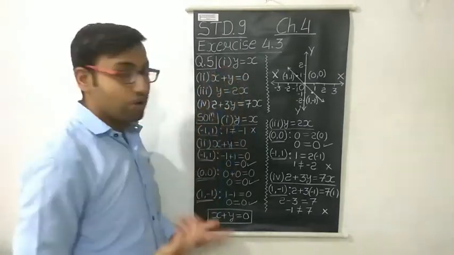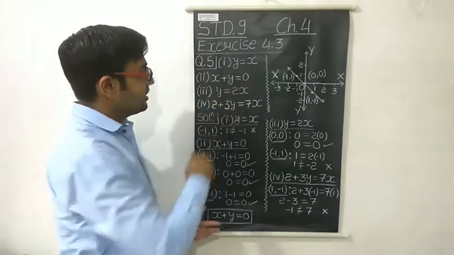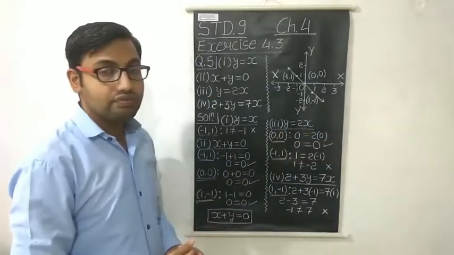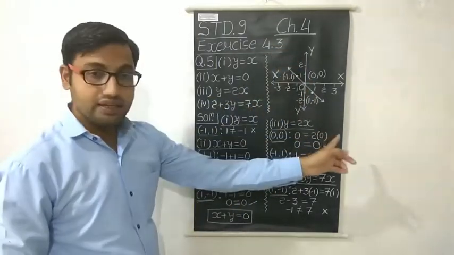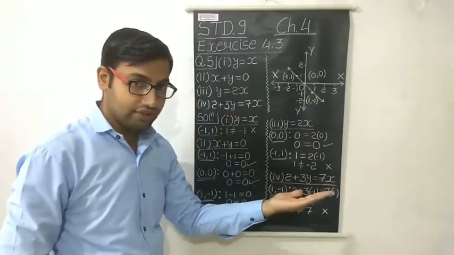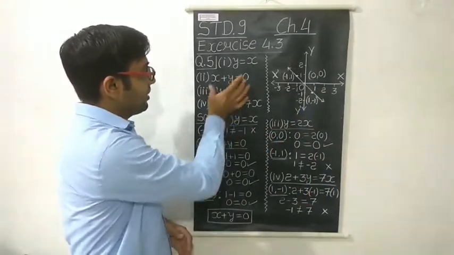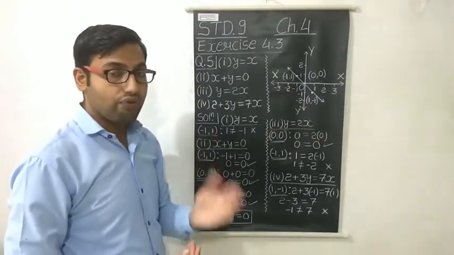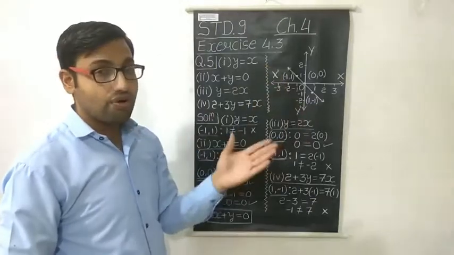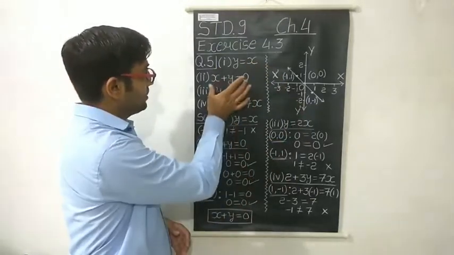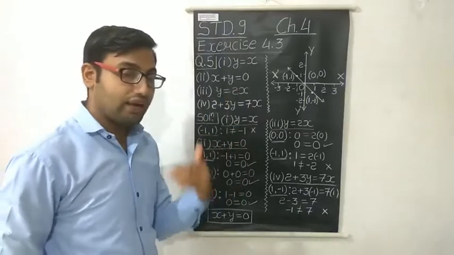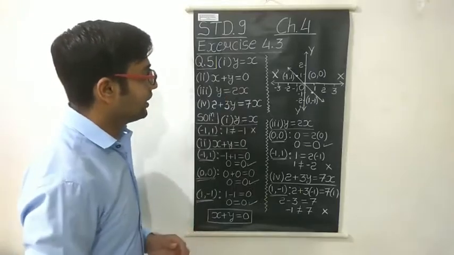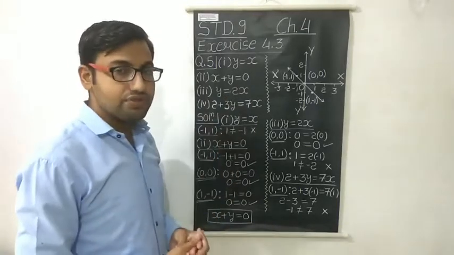So what are these choices? See, all these are linear equations in two variables. And what is this? This is a line, the graphical representation of a linear equation in two variables, and this is the mathematical form. So this graph is of which line? First one, second one, third one, or fourth one? That we have to find out. Understand the question? Okay.